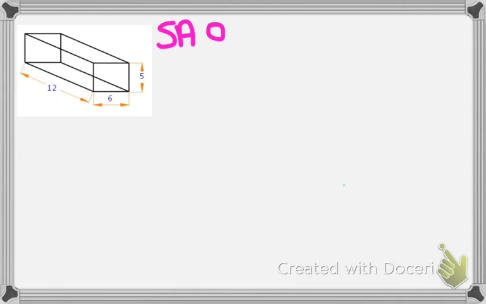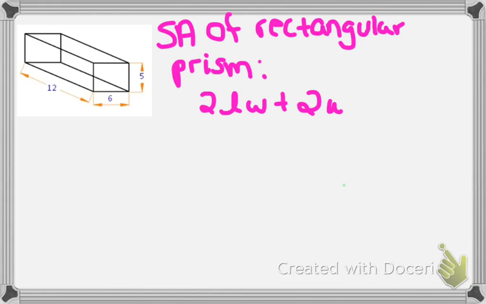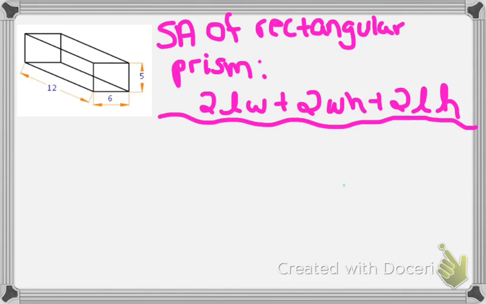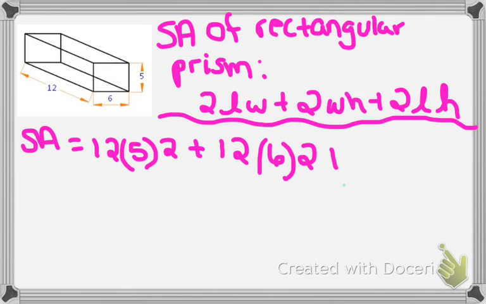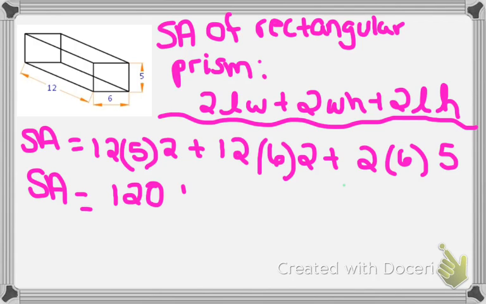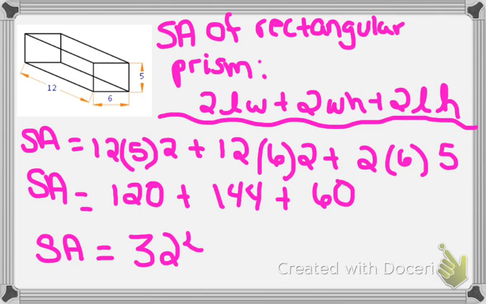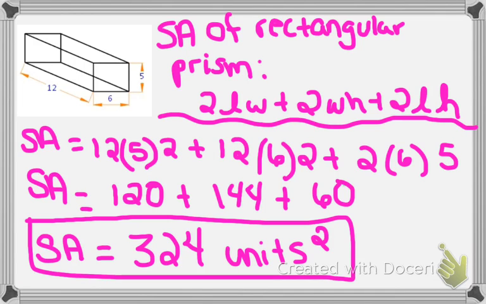The next example is the last example we're going to be teaching you today: the surface area of a rectangular prism. The formula for that is 2 length times width plus 2 width times height plus 2 length times height. Surface area is equal to 12 times 5 times 2 plus 12 times 6 times 2 plus 2 times 6 times 5. Surface area equals 120 plus 144 plus 60. Surface area is equal to 324 units squared.